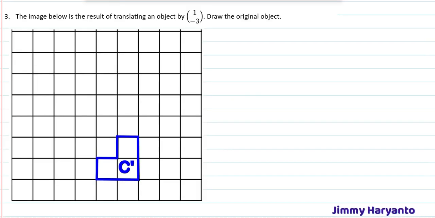Next is example question 3. For example question 3, the original shape is not given, but instead the image of the original is given. So the question is reversed. So in this question, the question wants you to draw the original object. Because the question is reversed, that means the movement also has to be reversed. So if one is going to the right from the original, that means from the image it will be going to the left, because it's reversed.